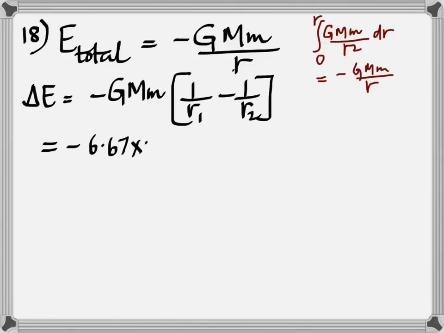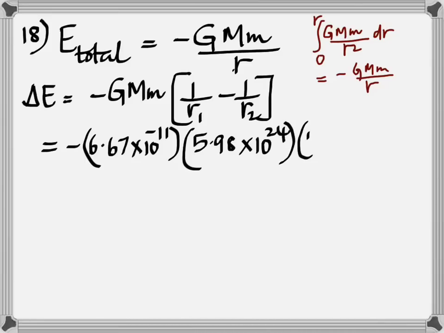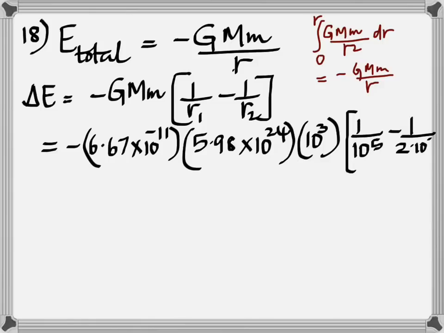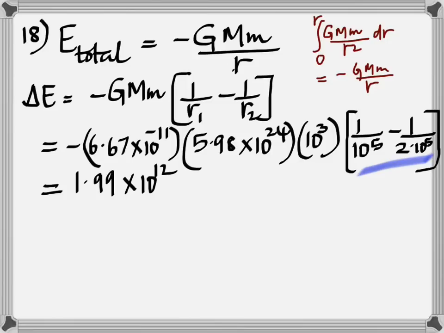That will be the change in energy, because you're asked to find how much energy must be added to the system. To take it from 100 to 200, so that's 1 by 10 to the 5 and 2 times 10 to the 5, changing both into meters, that's why. So it's 1.99 times 10 to the 12.